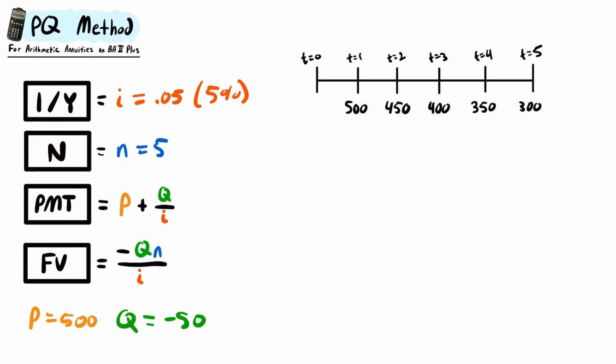So calculating the payment here, we would have 500 plus, or really minus, right? Because Q is negative, so you'll have minus 50 divided by the interest rate 0.05. All right, so we'll put that into our calculator. And then for the future value, this is equal to negative Q, which would make this 50 positive. So we'll have positive 50 times n, which is 5, divided by the interest rate, 0.05. All right, so this is the setup. This is what we want to put into the TVM buttons for our BA2 Plus calculator.